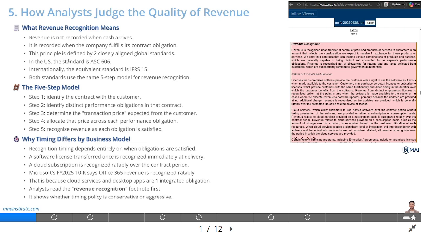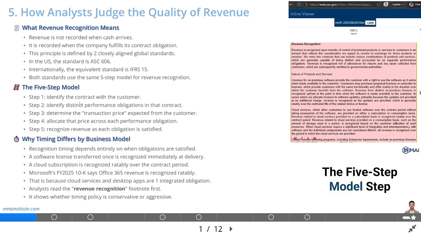In the United States, the applicable standard is ASC 606, issued by the Financial Accounting Standards Board. Internationally, the equivalent is IFRS 15, issued by the International Accounting Standards Board. Both standards share the same 5-step model for determining when and how much revenue to recognize.